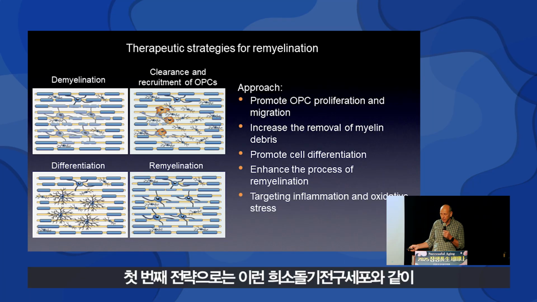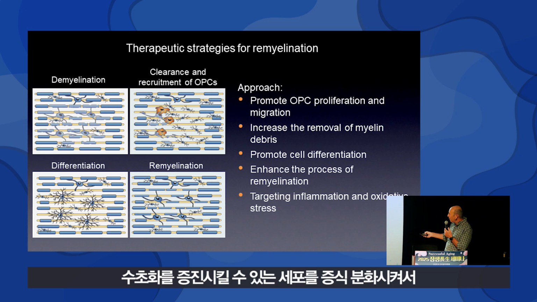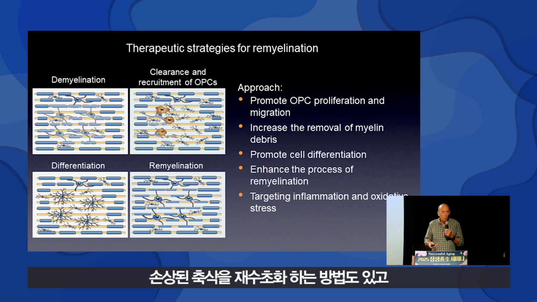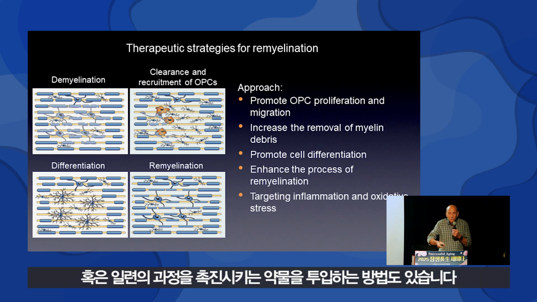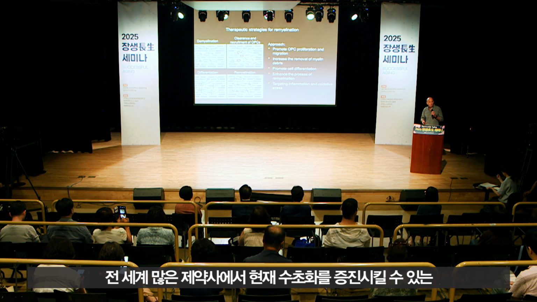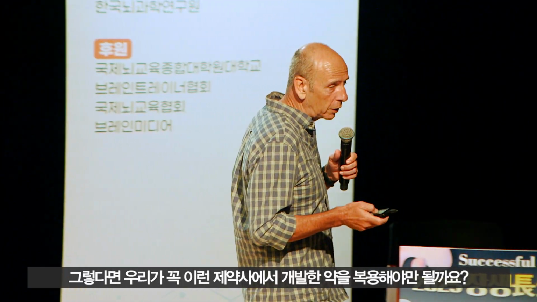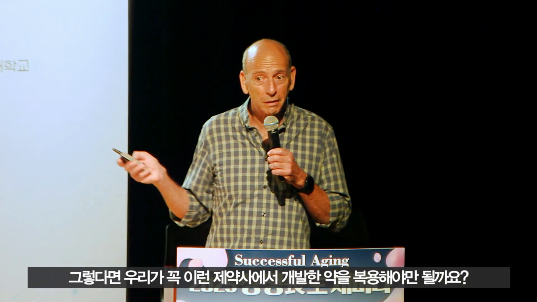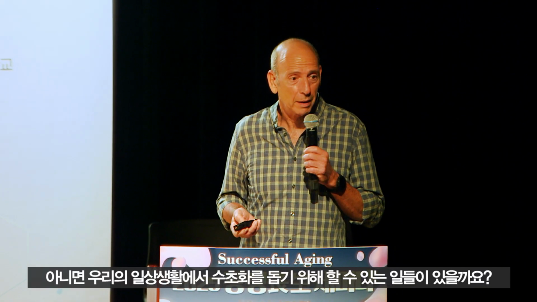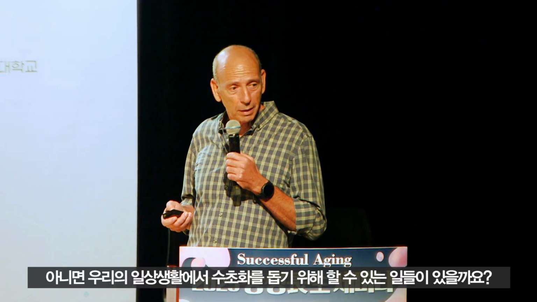For example, you can try to make more of the cells that make myelin, or you can allow these cells, by different drugs, to make more myelin. This is something that a lot of drug companies are trying to do. The question really is, do you need drugs, or are there other things that can help you save your myelin and induce your myelin?